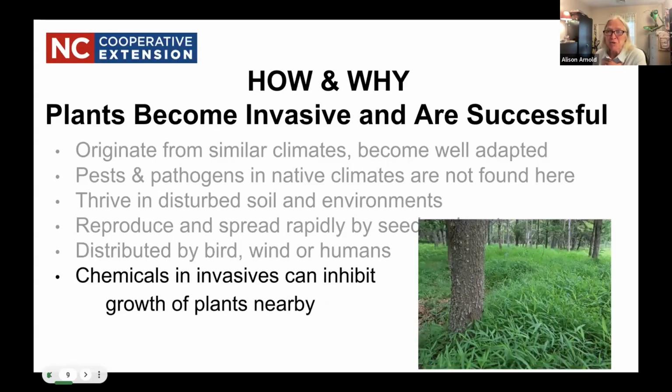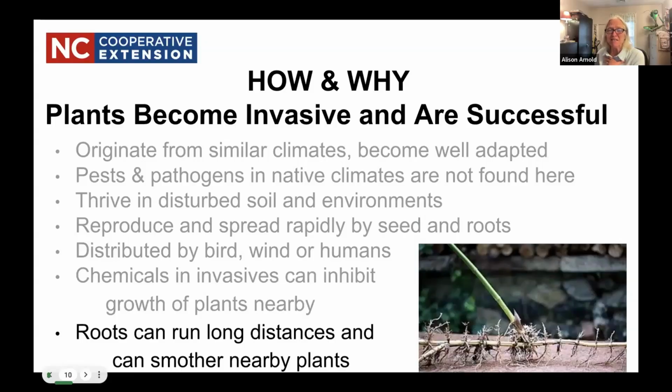Some invasives exude a chemical that can inhibit growth of plants nearby. This is an image of Japanese stiltgrass, or Microstegium, that is known to exude a chemical in its roots that can inhibit plant growth nearby. Roots can run long distances and cover plants very easily and keep them from growing as well.